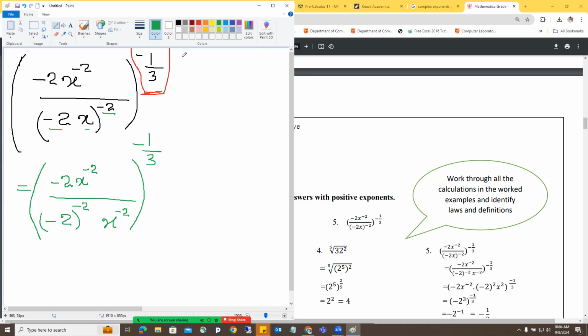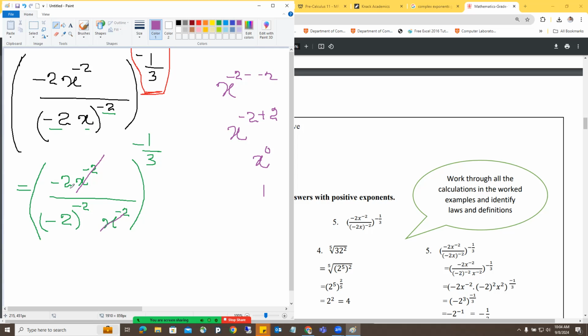Here we have x to the power of minus 2, so we can cut these two, right? For the division, what we normally do is subtract all these powers. That means x to the power of minus 2 minus minus 2, which is minus 2 plus 2, which is 0. So x to the power of 0 means 1. Then we can cut these two, because multiplying by 1 gives the same answer.